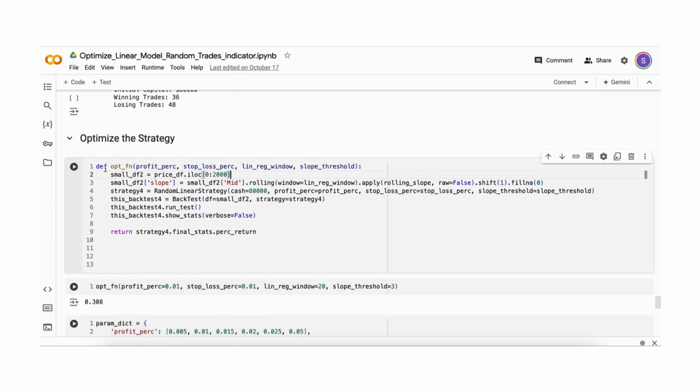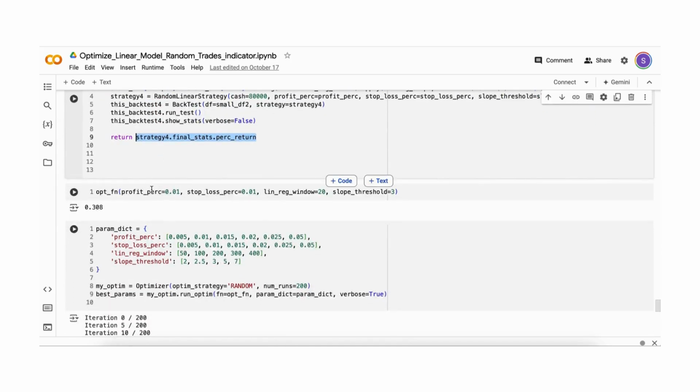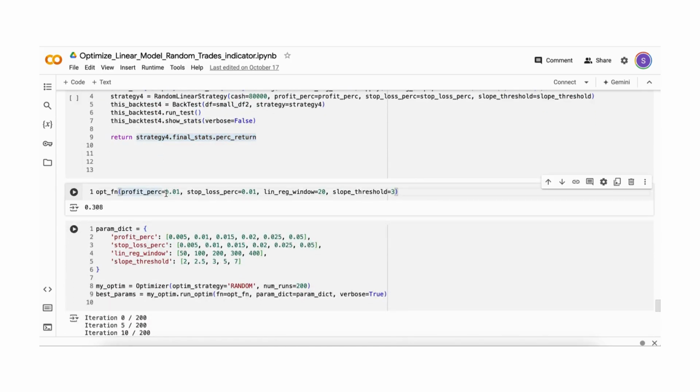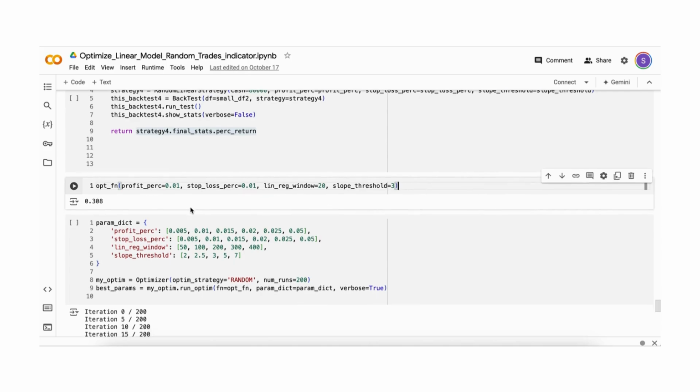But this is our optimization function, and then we basically return how much of a percentage return we get when we run the function using certain values. And for example, we decide that we are going to have a 1% take profit, 1% stop loss, a 20 linear regression window, and a slope threshold of 3 that gives us 0.3 as a percentage return.